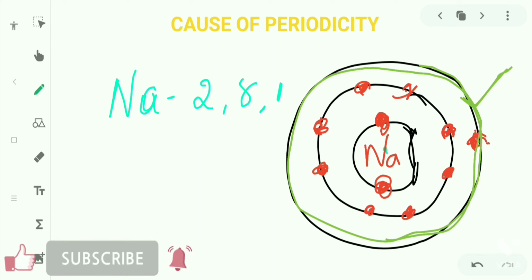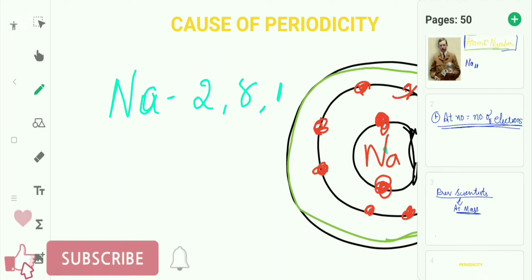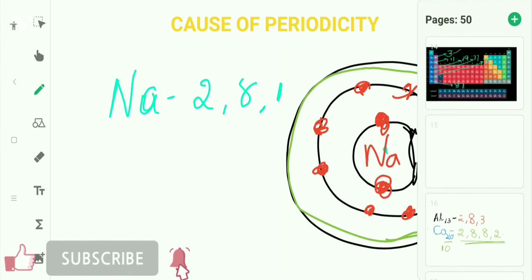Okay, so what is the cause of periodicity? Recurrence of similar electronic configuration. So when you take, wait, I'll show you the periodic table, you will understand that. Here is the periodic table.